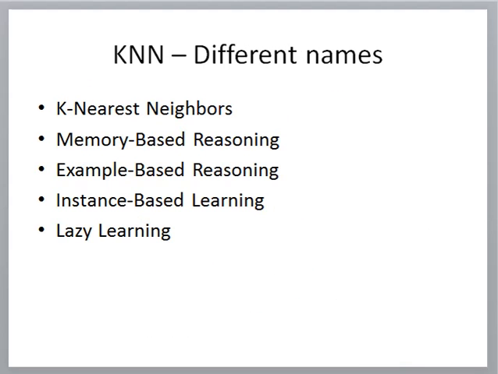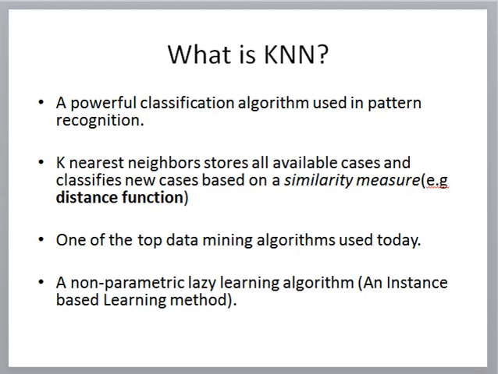K nearest neighbors has different names. It is mostly known as K nearest neighbors, but sometimes it is also known as memory based reasoning. People also call it example based reasoning or instance based reasoning, and sometimes it is also known as lazy learning. So what is a KNN? A KNN is a powerful classification algorithm which is used in pattern recognition or pattern classification. K nearest neighbor stores all available cases and classifies new cases based on a similarity measure, for example a distance measure.